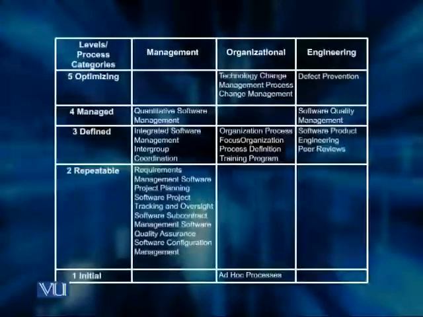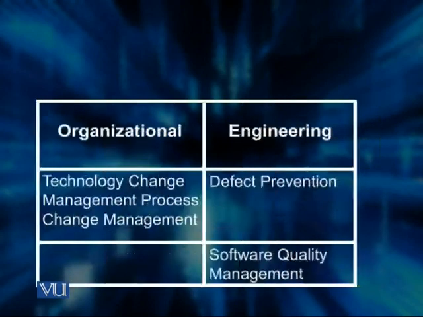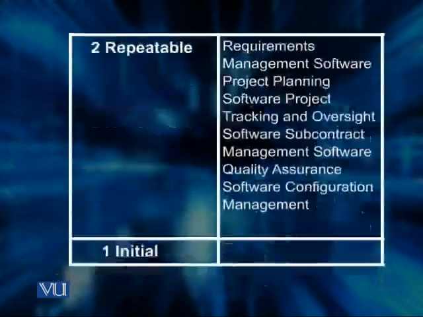Now you are seeing on the screen the key process areas of software capability maturity model. You have the 5 levels, and then you have the process categories. And these categories are documented as management, organizational, and engineering. If you look at the first level, the initial level, there are ad hoc processes.